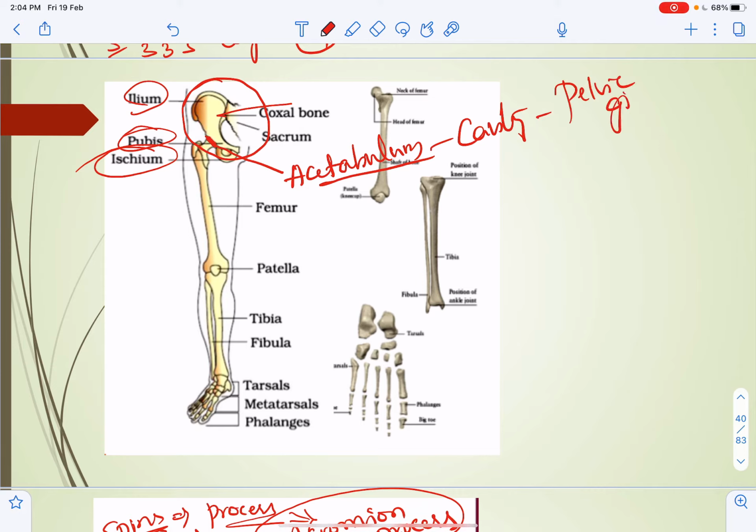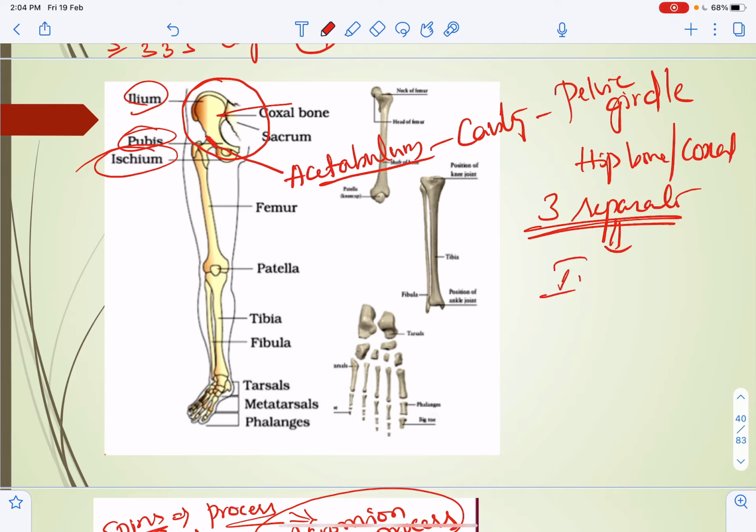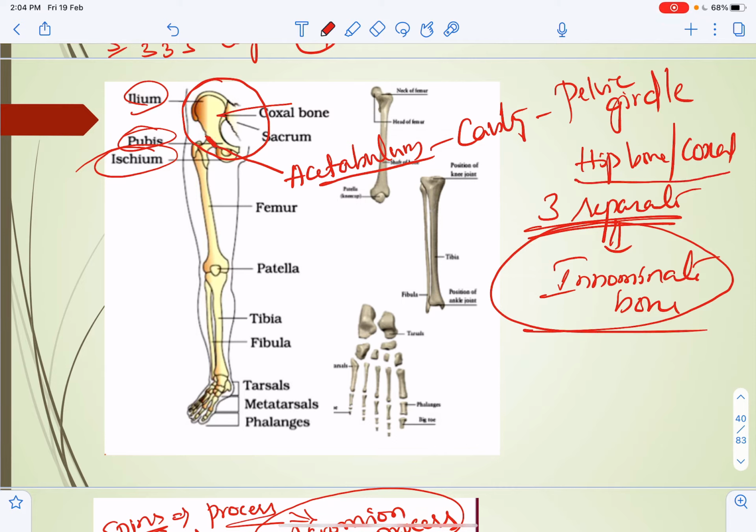The pelvic girdle has two halves, each of which is called a hip bone. The hip bone is also called the coxal bone, and because of the fusion of three separate bones, it has no particular name, hence it is called the innominate bone. The hip bone is also called the coxal bone. The three separate bones are the ilium, ischium and pubis. So these are the things you have to keep in mind.